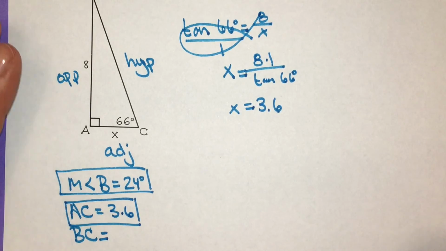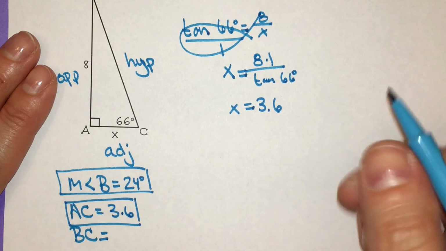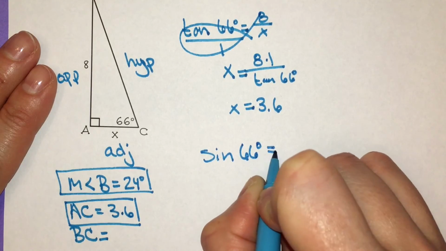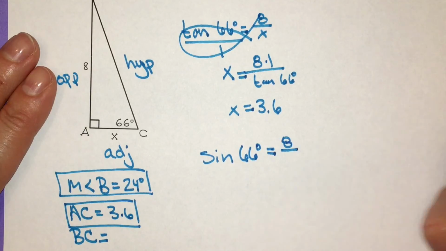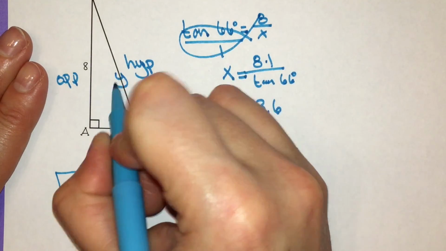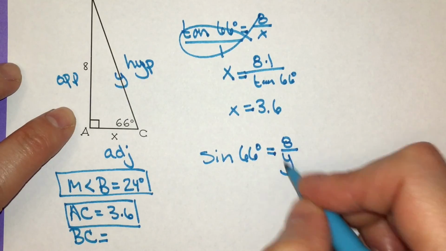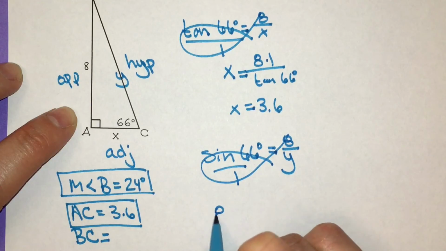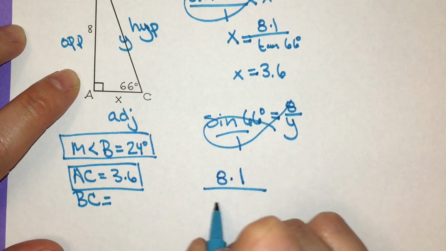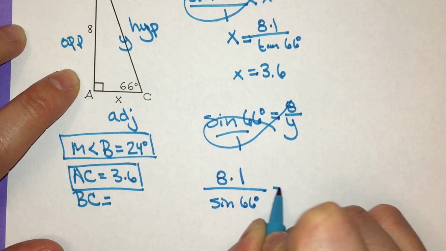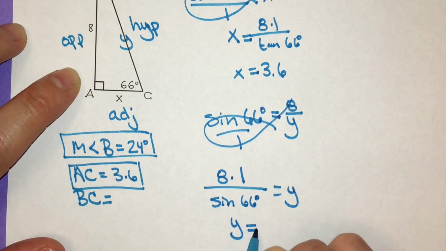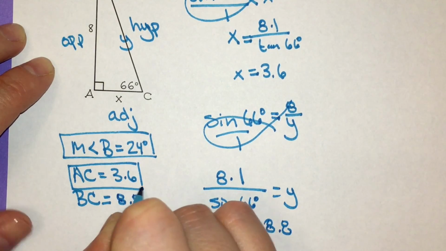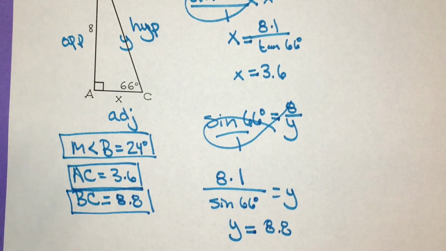Then for BC, this one I did sine. Sine of 66 degrees is equal to 8 over, I'm going to call the hypotenuse y, so 8 over y, opposite over the hypotenuse. Again, I did 8 times 1 divided by sine of 66 degrees is equal to y, and when I did the math, I got 8.8 is what it rounded to. All right, hopefully you were able to get all the side and angle measurements.